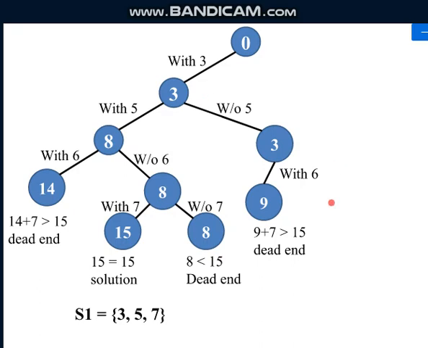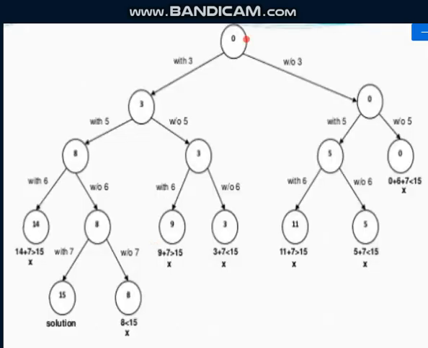Without including 6, what will be the solution? So look at this tree. This is the complete tree. Is it visible to you? I hope it is visible. See, with the 3, with 5, with 6, this didn't lead us to the solution. So with the 3, with 5, without 6 and with 7, we have got the solution.